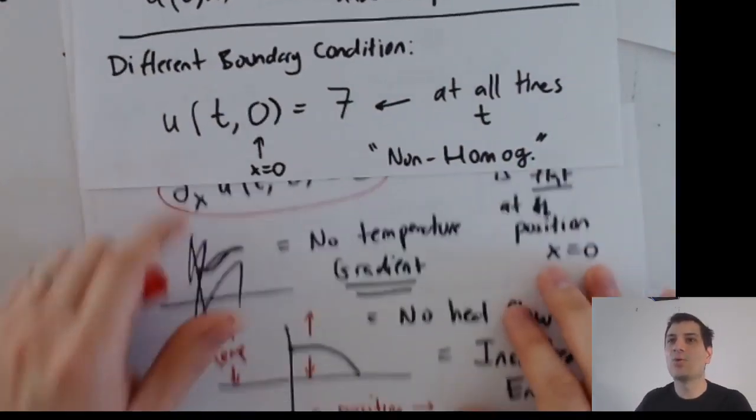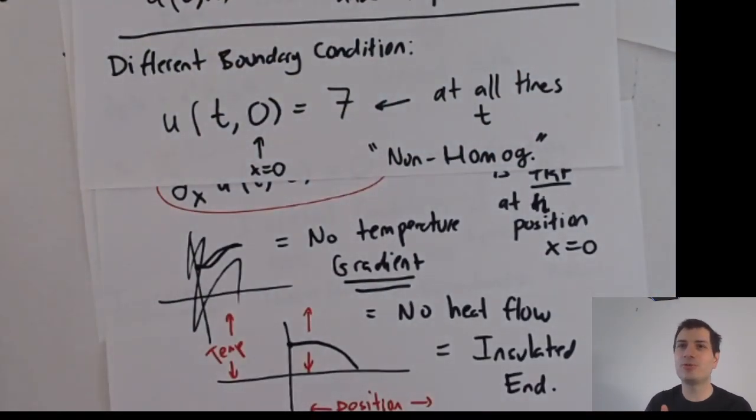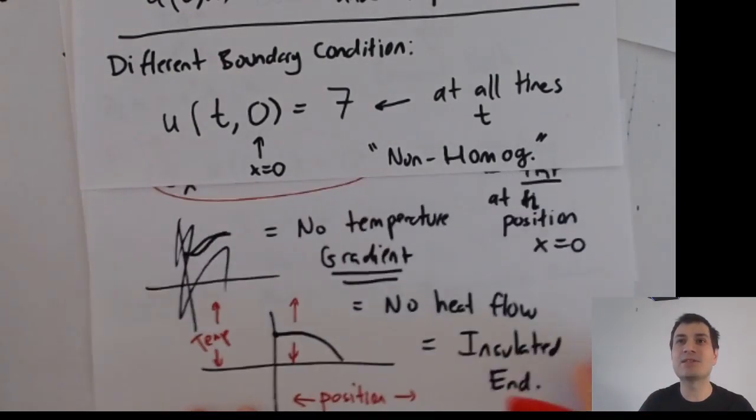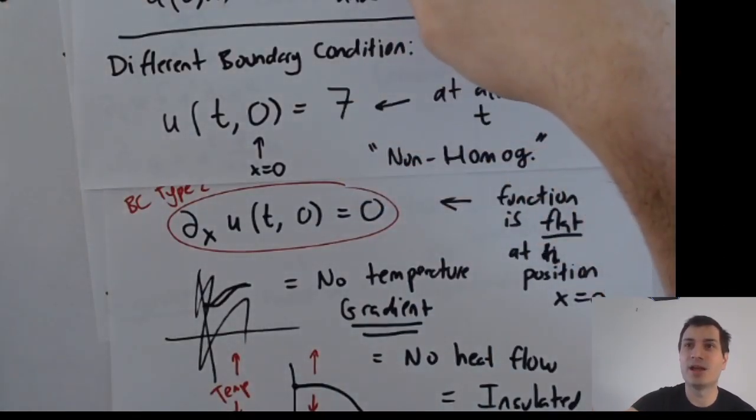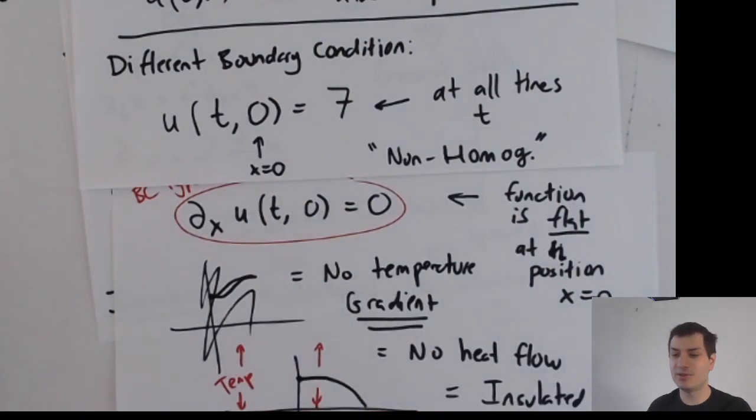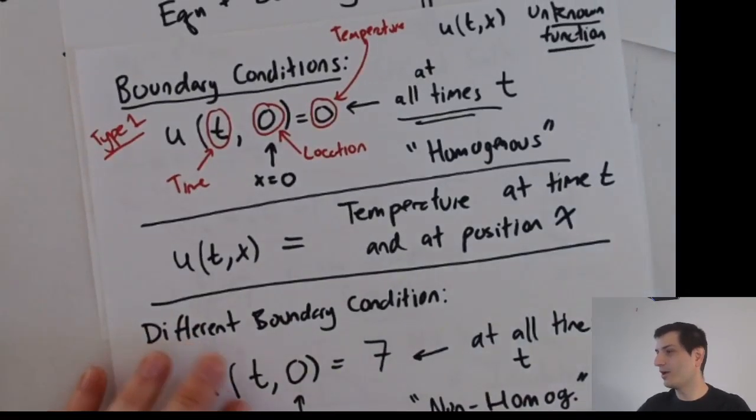Somebody in the chat says, what if the question was asking about a partial with respect to time? A partial with respect to time is not a boundary condition. A boundary condition is always going to involve the function and its x derivatives. So I can show you a little graph of that.